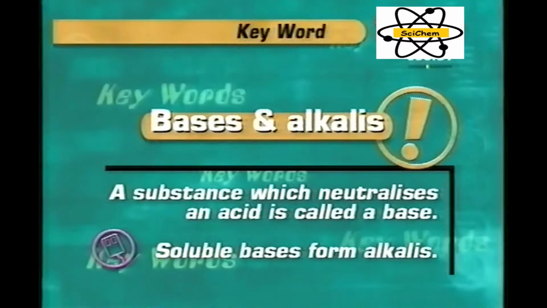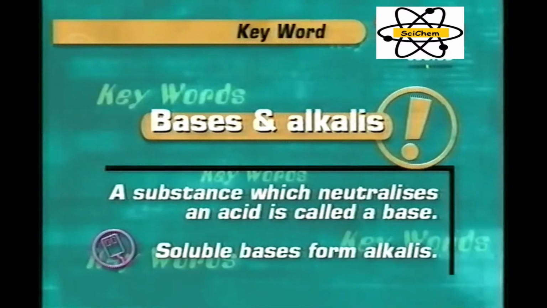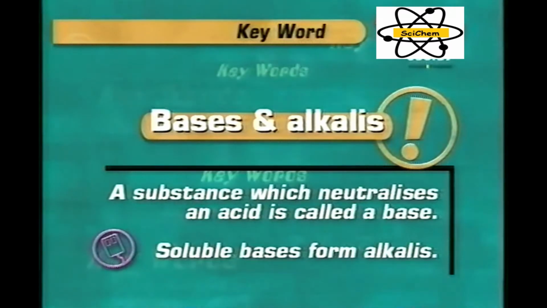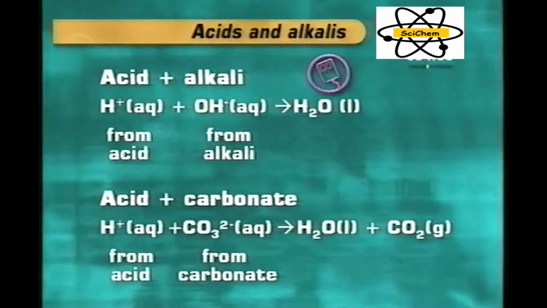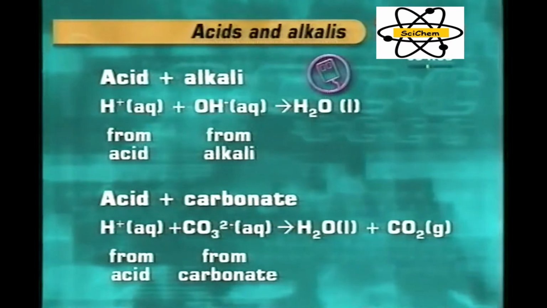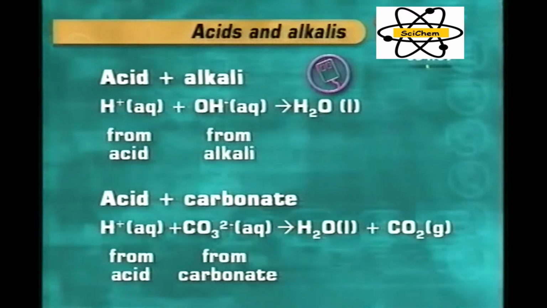A substance which neutralises an acid is called a base. Soluble bases form alkalis. You should know which ions are reacting in a neutralisation reaction. Here are the formula equations for acids reacting with alkali and with carbonate.